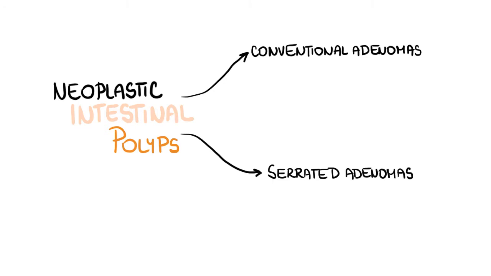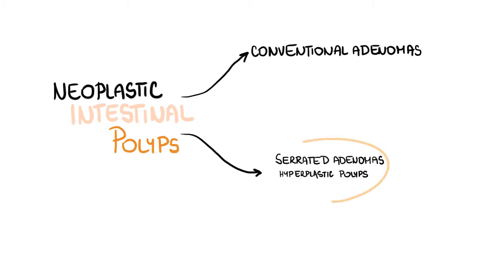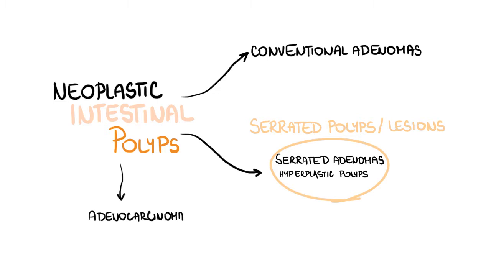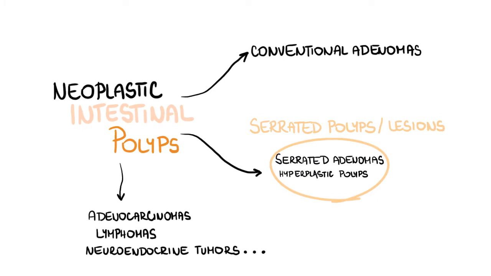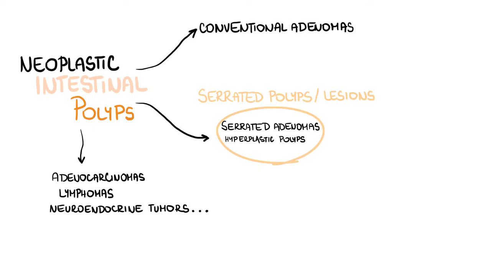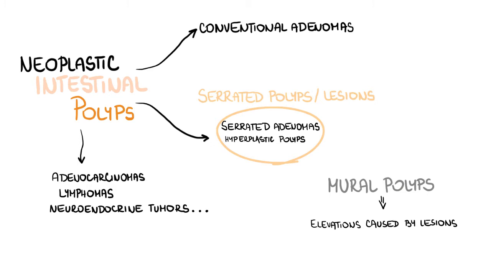Serrated adenomas, together with hyperplastic polyps, represent one common group of so-called serrated polyps or lesions. Also, a broad range of other benign and malignant tumors may grow in polypoid fashion as well, for example, adenocarcinomas, lymphomas, or neuroendocrine tumors. Last but not least, we will discuss mural polyps, which are elevations caused by lesions situated in deeper layers of the wall of the bowel.